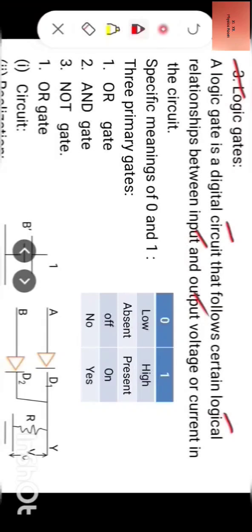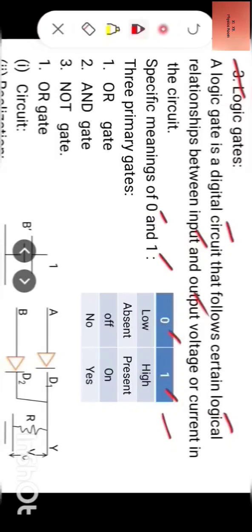Now the specific meanings of 0 and 1. When we say 0, what does it mean? When we say 1, what does it mean? So look at this table. Here we have shown 0 and 1.